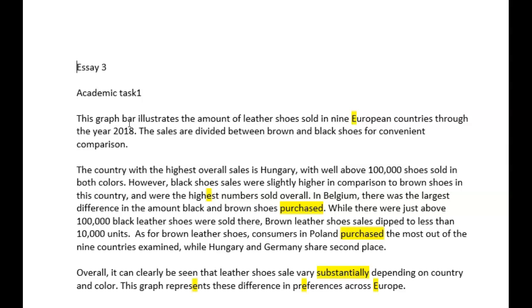So this bar chart illustrates the amount of leather shoes sold in 9 European countries through the year 2018. The sales are divided between brown and black shoes for convenient comparison. The country with the highest overall sales is Hungary, with well above 100,000 shoes sold in both colors. However, black shoe, here you want a no S here. Black shoe sales were slightly higher in comparison to brown shoes in this country and were the highest numbers sold overall. All right, you already said that, so that's a little superfluous.